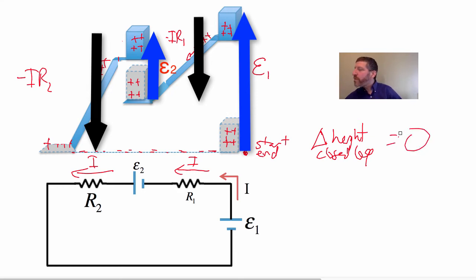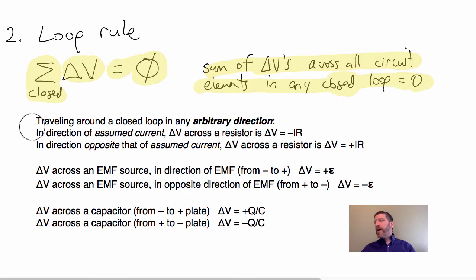Doesn't matter what path you take, no matter how many stairs you go up, how many elevators you go up, how many elevators go down, escalators up, escalators down. If you start and end at the same place, the total change in height is going to be 0. And in the same way, this total change in potential is 0. Now, when we're using the loop rule, you can travel around a closed loop in any direction. You do not have to go in the direction of current. You can just pick a direction to walk around, and it's got to be a closed loop, but you can pick any direction you want.